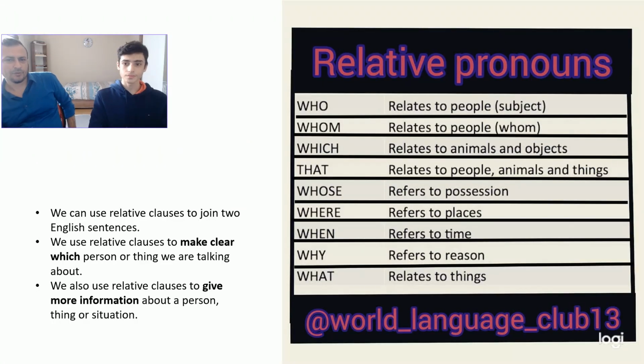Yes. So here are some relative pronouns. Can you mention them, please? Of course. Who, it relates to people. Whom, also it relates to people. Which, it relates to animals and objects. That, it relates to people, animals and things. Whose, it refers to possession. Where, it refers to places. When, it refers to time. Why, it refers to reason. And what, it relates to things.